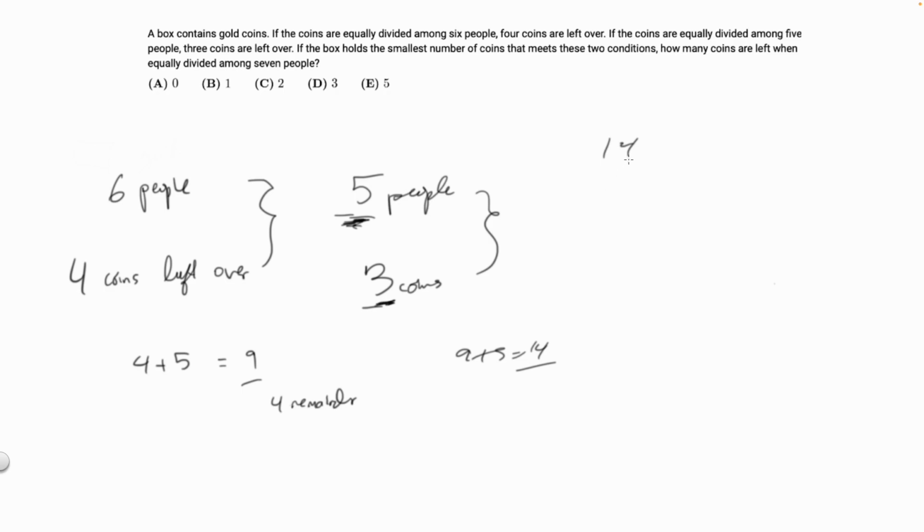So if we check 14, and it needs to leave a remainder of 4 when divided by 6, and a remainder of 3 when divided by 5, we see that it does not work. Since 14 divided by 6, we do not get a remainder of 4, we get a remainder of 2, and 14 divided by 5, we get a remainder of 4 and not 3. So if we add 5 again, we have 19 now.